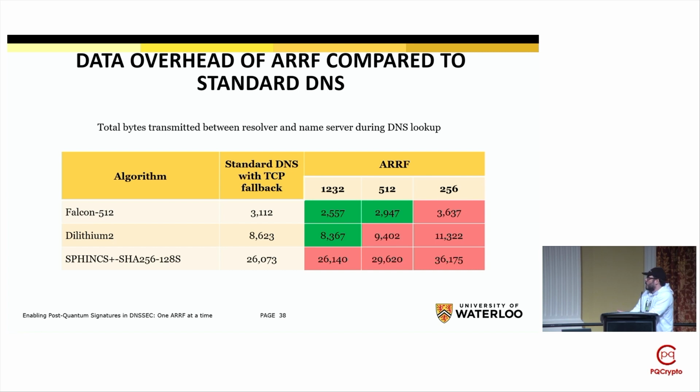But there is more overhead per request for ARF, so if you do enough requests, enough fragmentation, eventually we do end up using more data to transmit the same thing.